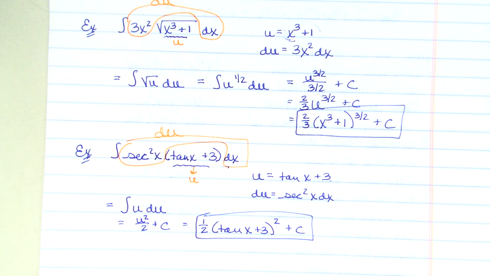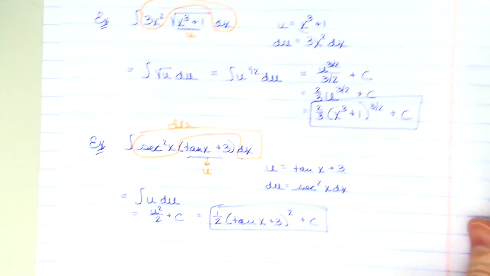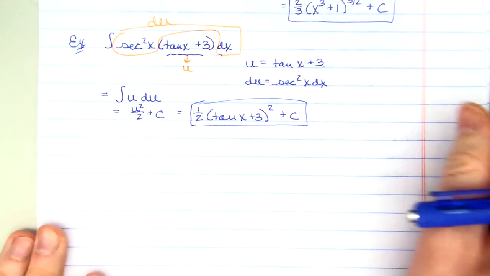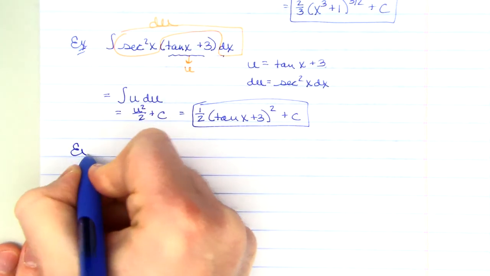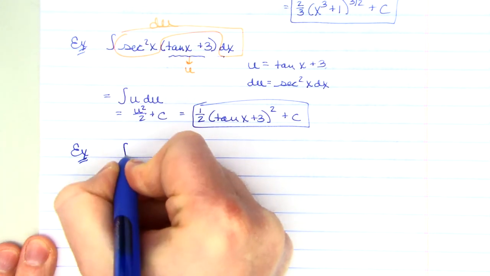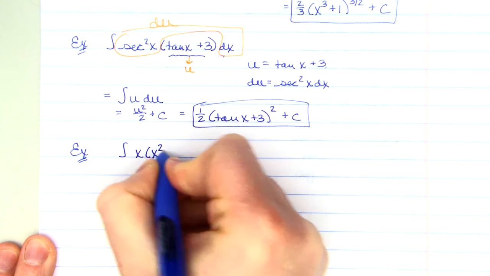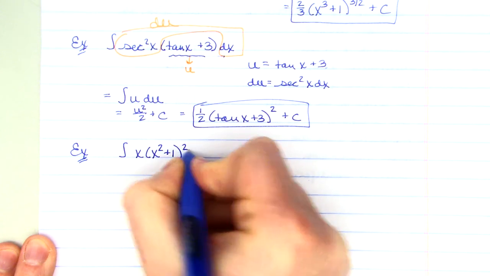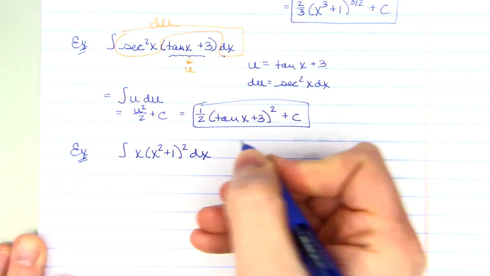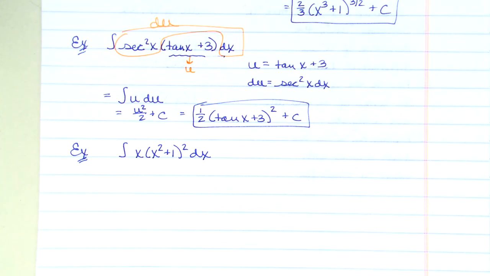Now, here's the problem. Actually, you know what? I'm not even gonna tell you the problem. We're just gonna move on and do another one. The integral of x times (x squared plus 1) squared dx. I want you to figure out your u, your du, and tell me what's wrong.